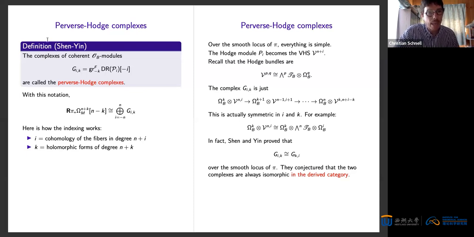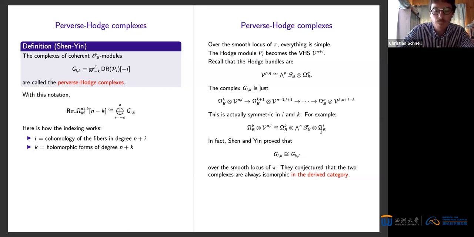And in fact, in the paper by Shen and Yin, where they introduced these complexes, they observed already that GIK and GKI are actually isomorphic as complexes over the smooth locus. And the isomorphism is really just the one that swaps those two things, basically.